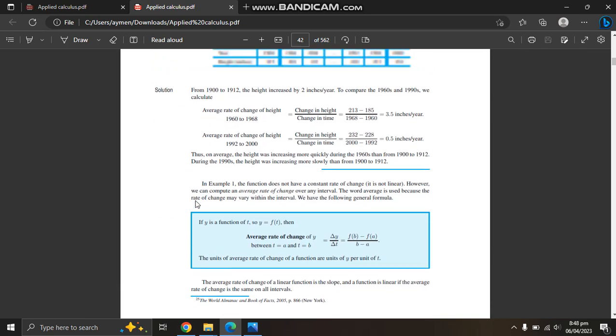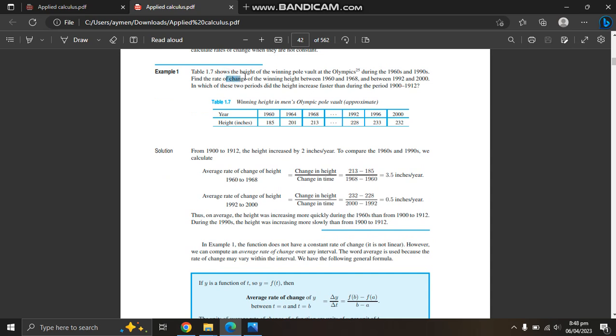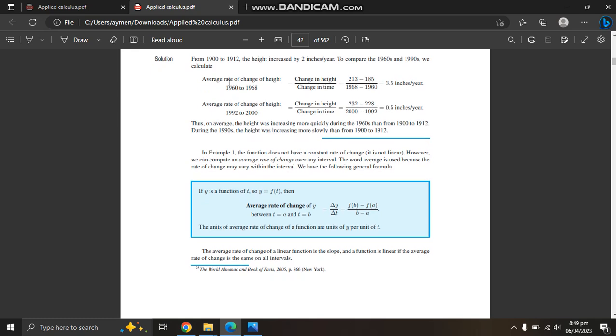So example one about the rate of change is: the height of the winning pole vault in the Olympics. Between 1960 and 1968 and between 1992 and 2000, in which of these two periods did the height increase faster than during the period 1900 to 1912? From 1900 to 1912 the height increased by 2 inches per year.